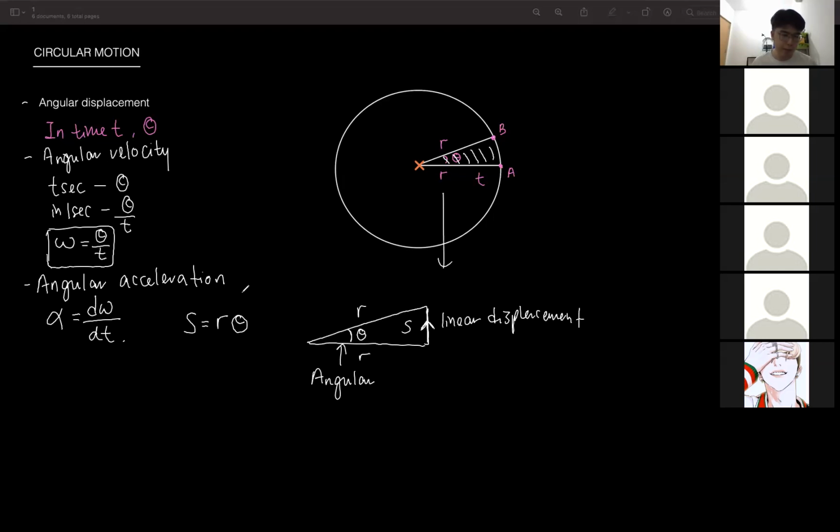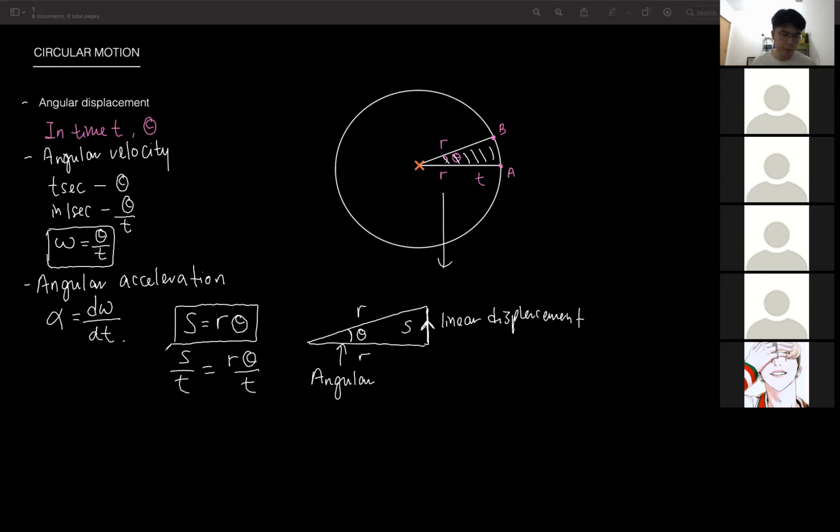So don't forget our theta here is in radian. So S equals R theta. This is the first one, the relation between my linear displacement and my angular displacement. If I divide this by T, we have S over T equals R theta over T.